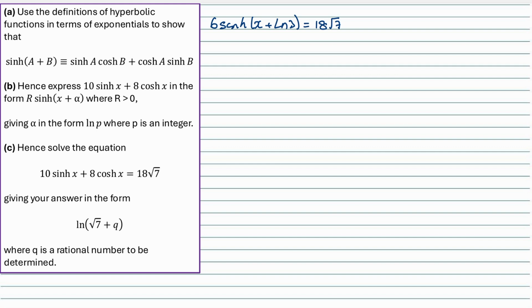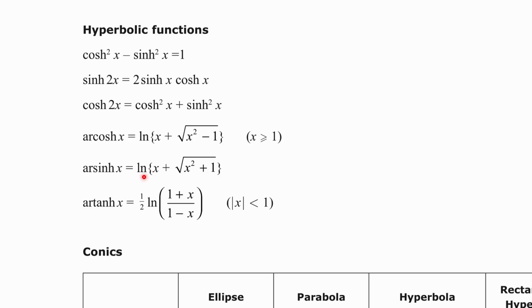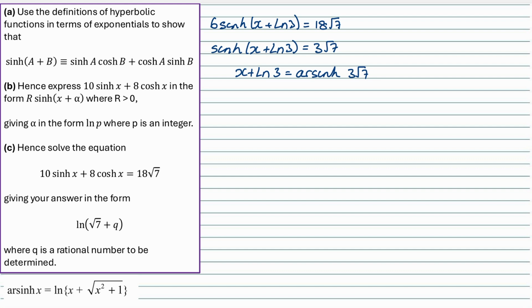And now to solve this equation, we'll divide both sides by the 6. And we'll get 3 root 7. Now we can take the arsinh of both sides, and we'll get x plus ln 3 will be the arsinh of 3 root 7. And we can evaluate this in log form using a formula booklet. You can see that's given here. So I just need to replace the x with 3 root 7. I'll substitute that into here and into here.